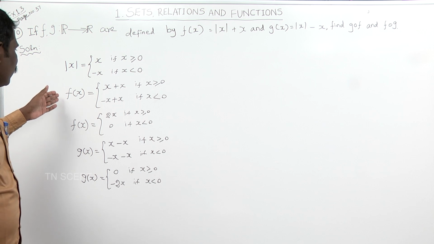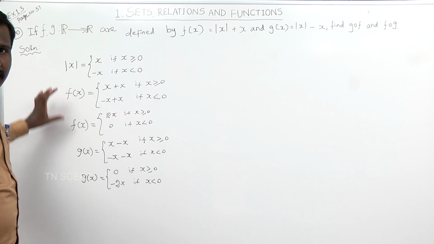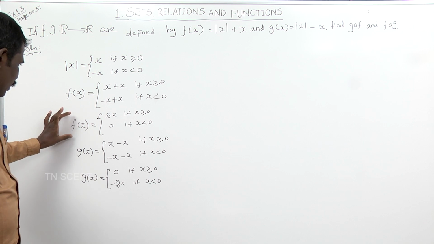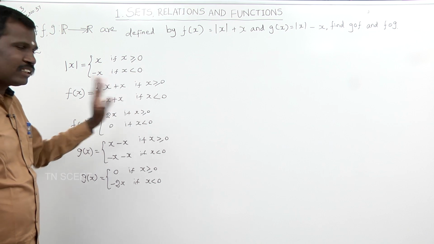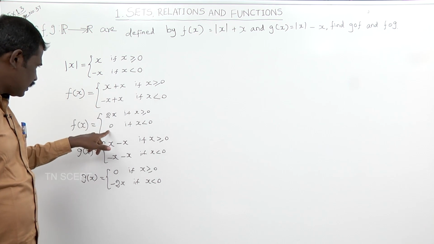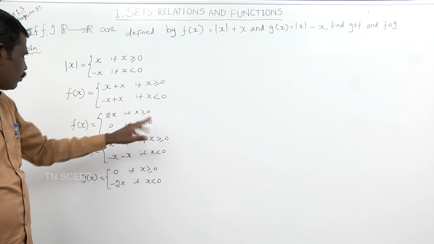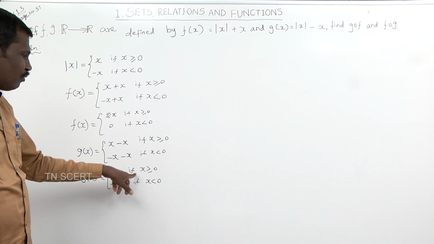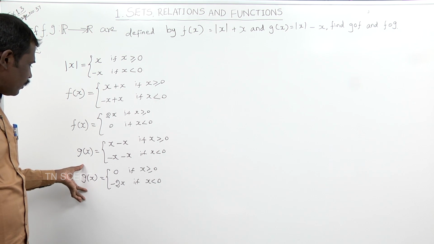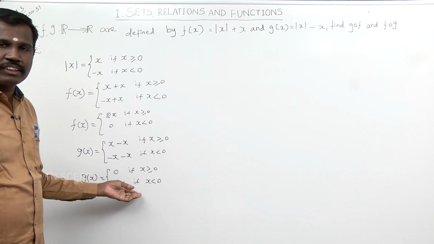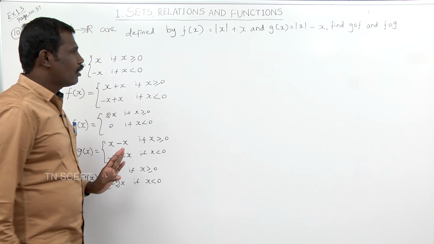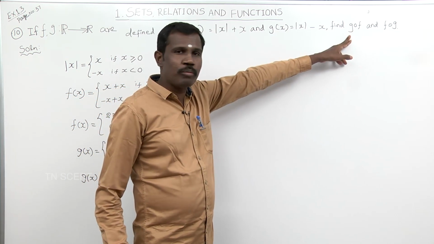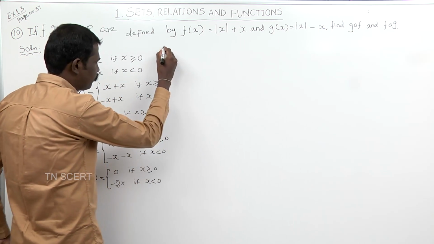Now, we have redefined the functions f and g. So, f of x is 2x when x is non-negative, f of x is 0 when x is negative. Similarly, g of x is 0 if x is non-negative, and g of x is minus 2x if x is negative. Now, let us find g composite f.